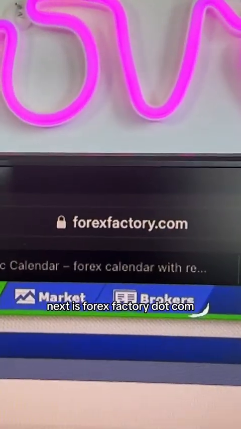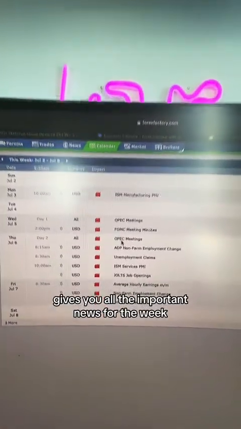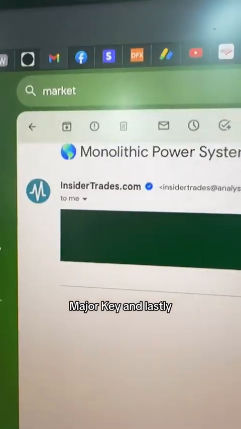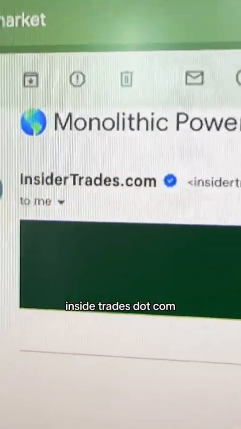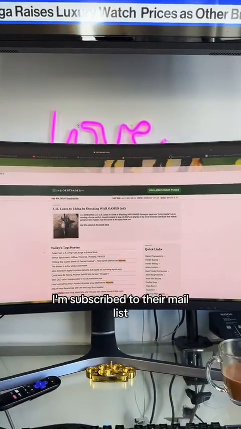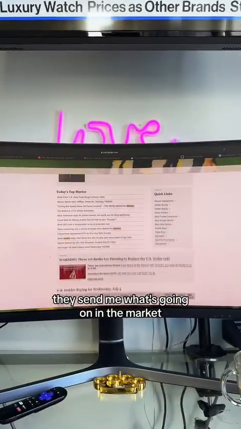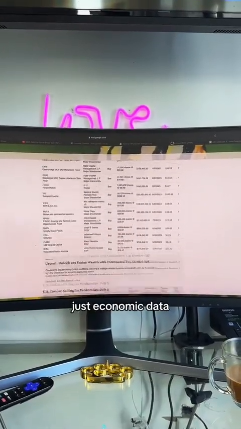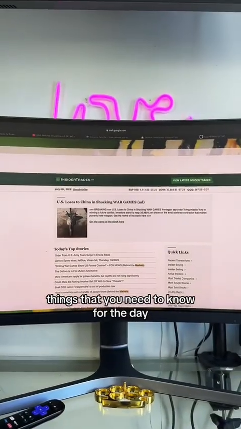Next is forexfactory.com. Gives you all the important news for the week. It even tells you how it's going to affect your trading. Forex Factory, major key. And lastly, insidetrades.com. I'm subscribed to their mail list, so every morning they send me what's going on in the market, the prices, everything, just economic data, things that you need to know for the day.